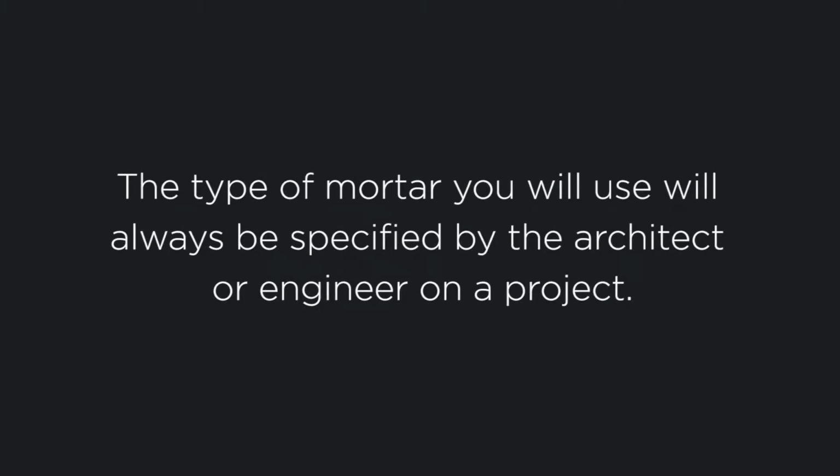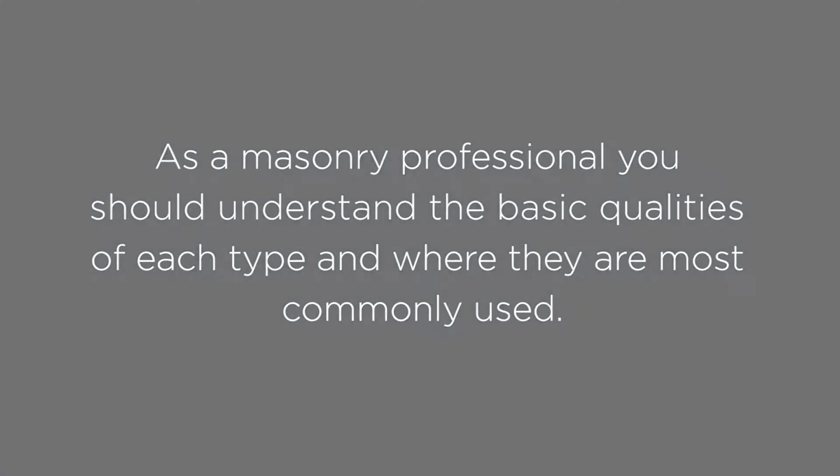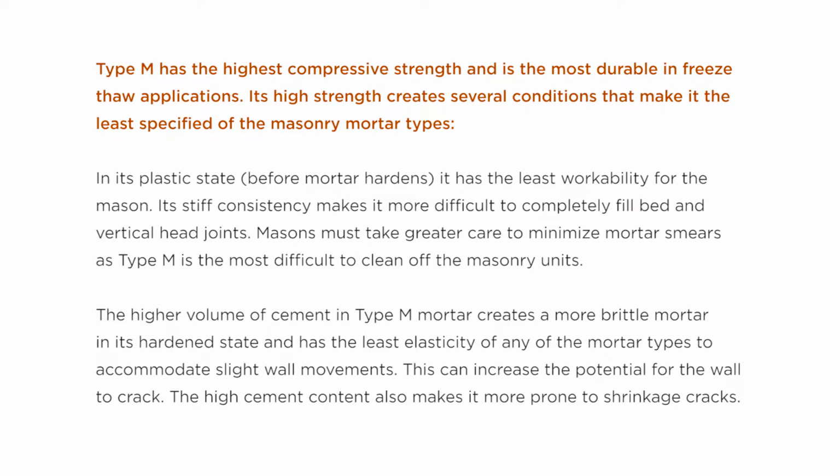The type of mortar you will use will always be specified by the architect or engineer on a project. Even though the mason will never be selecting the type of mortar, as a masonry professional you should understand the basic qualities of each type and where they are most commonly used. Type M has the highest compressive strength and is the most durable in freeze-thaw applications. Its high strength creates several conditions that make it the least specified of the masonry mortar types.